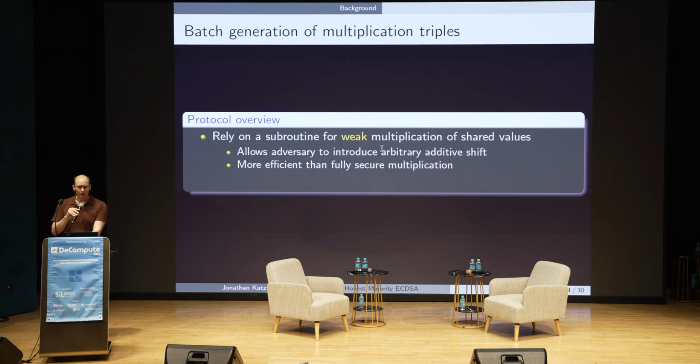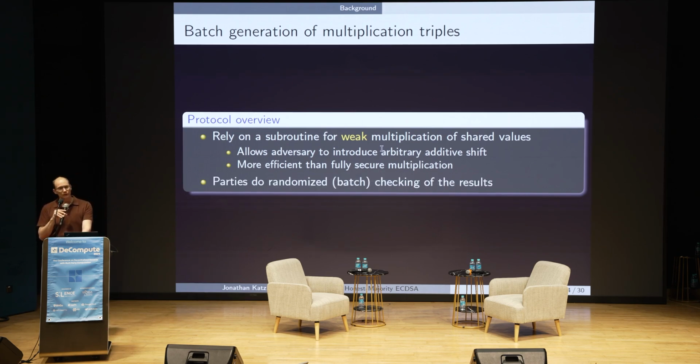Let's see, I'll go through this a little bit quickly. It's maybe not super important, but basically the way we handle the batch generation of multiplication triples is we rely on a subroutine for what's called weak multiplication of shared values, which ensures privacy but not correctness. And it's more efficient than doing a fully secure multiplication. And then we do a randomized batch checking of the results.